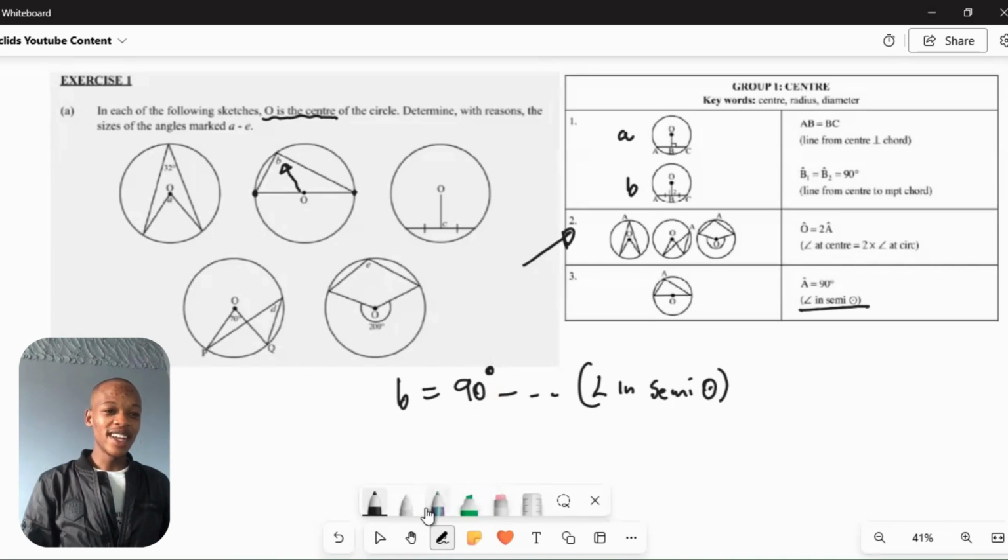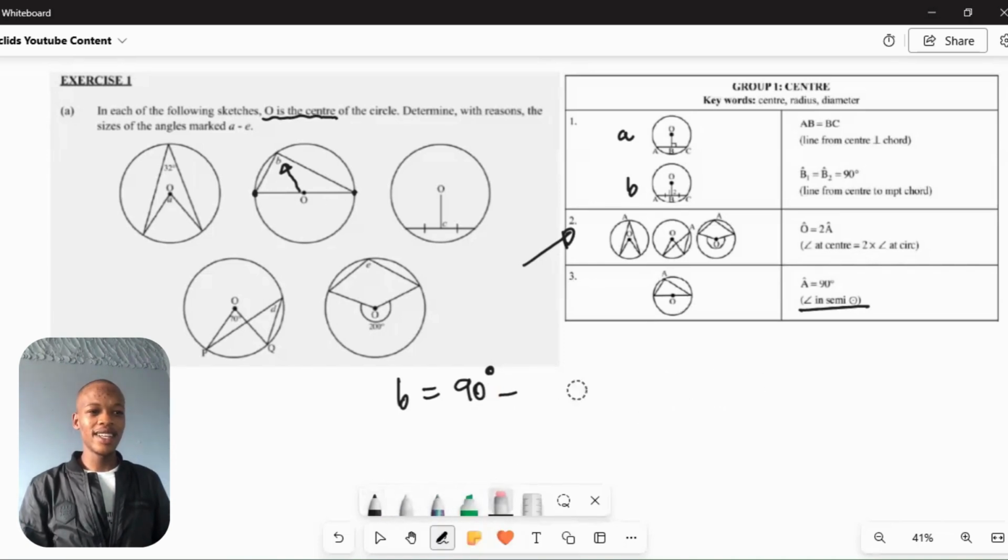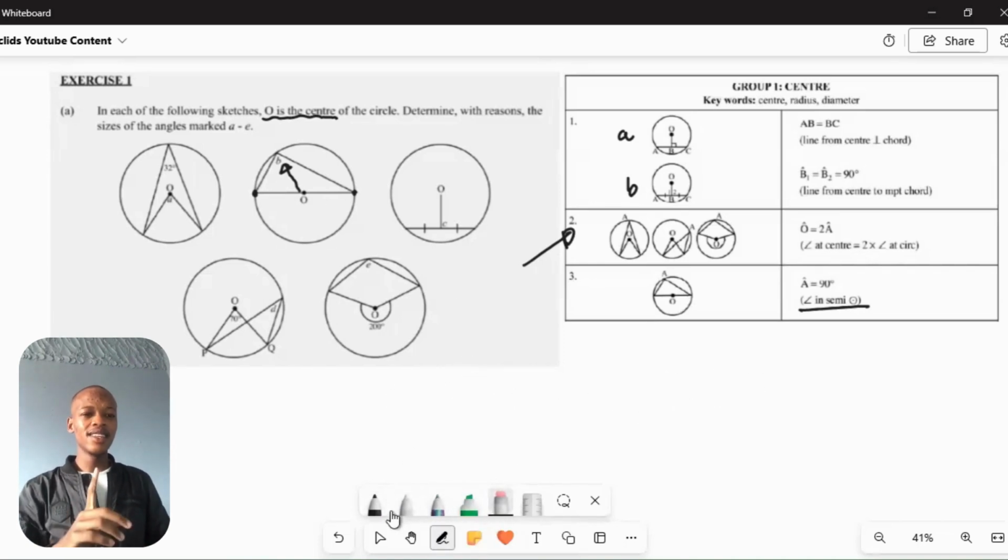All right, let's move on. And then C. Okay, what is C?